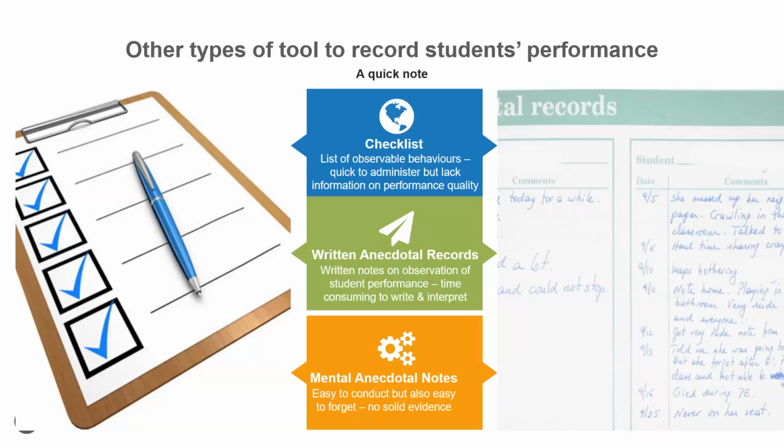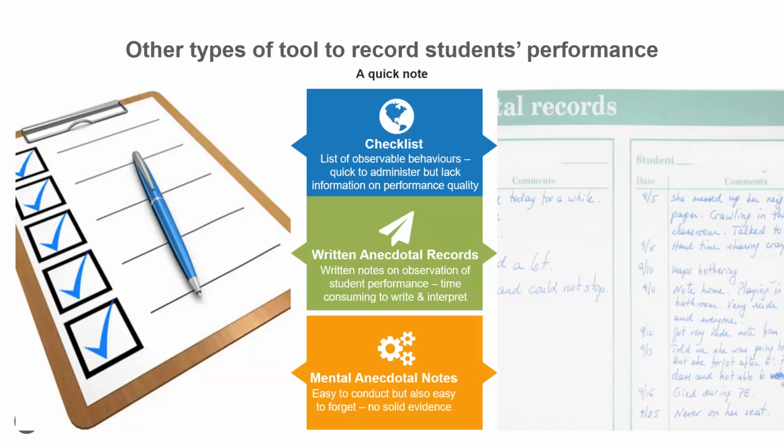Yeah. So written anecdotal records are just like your field trip notes, where you write the note on observation of students' performance. But the only thing is it's time consuming to write and interpret, just like qualitative. But the information is actually very, very rich.